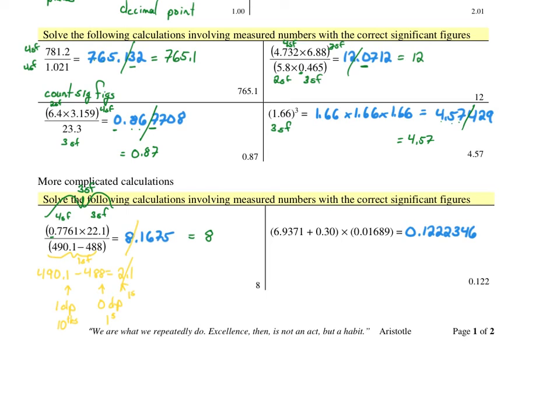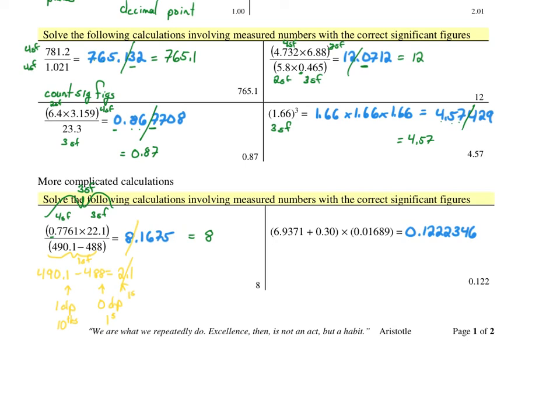Again, write down your calculator answer first, then go back and figure out your sig figs. If you try to figure out your sig figs on the way to getting your answer, you're going to likely introduce rounding error, and you don't want to do that. So do the entire calculation, write out your calculator answer, then worry about your sig figs.